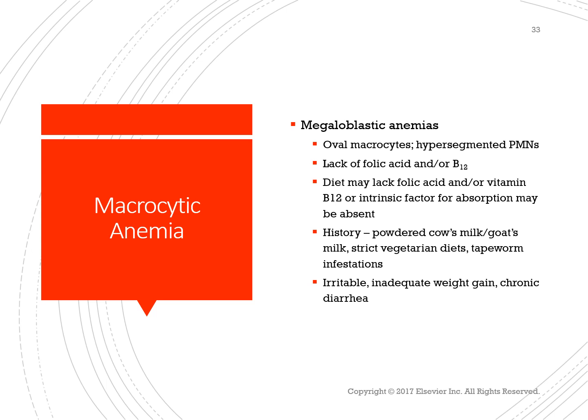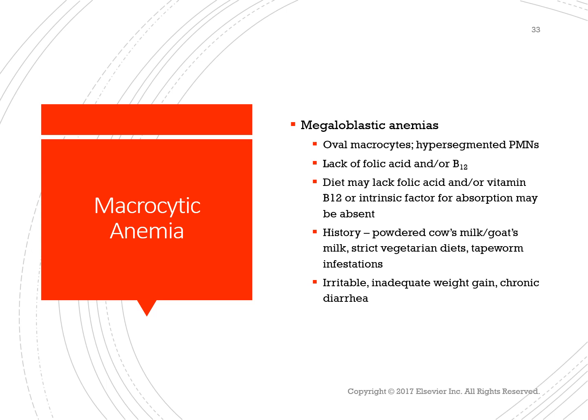Megaloblastic anemias. These are oval macrocytes and hypersegmented PMNs. This can be due to a lack of folic acid and/or B12. Their diet may lack folic acid and/or vitamin B12, or their intrinsic factor for absorption in their stomach may be absent. History: usually we're going to see this in kids that have had powdered cow's milk or goat's milk, those with strict vegetarian diets, or if they have tapeworm infestation.